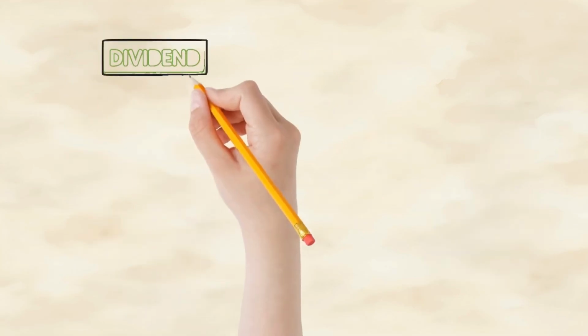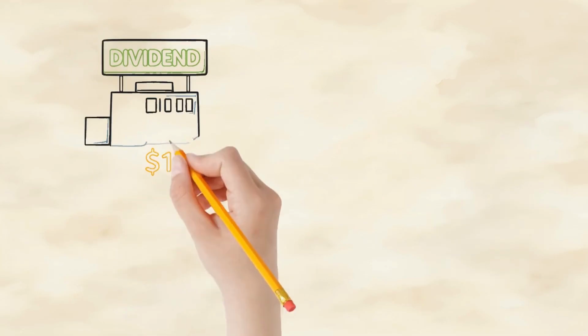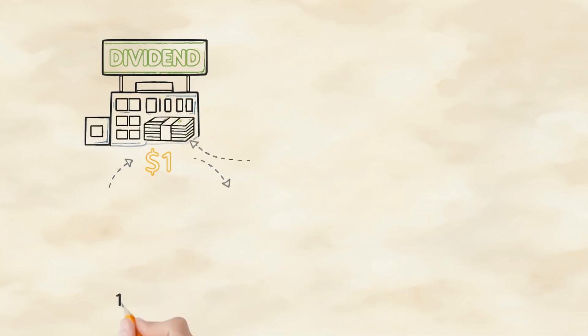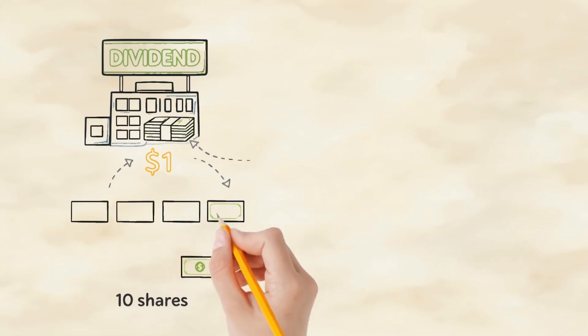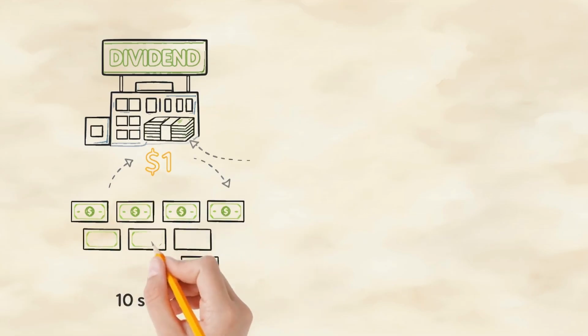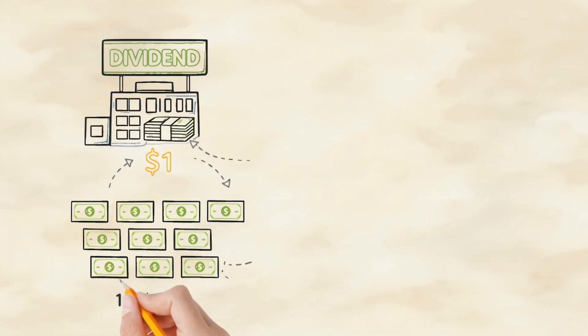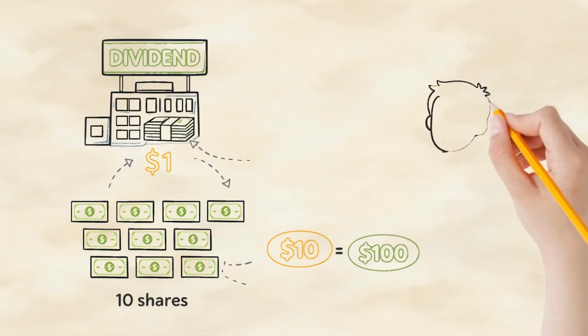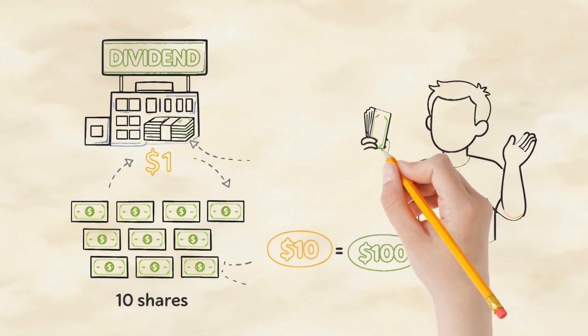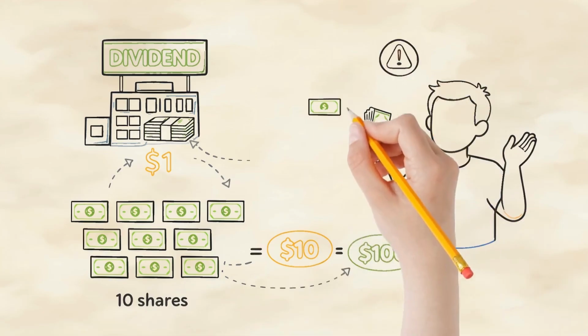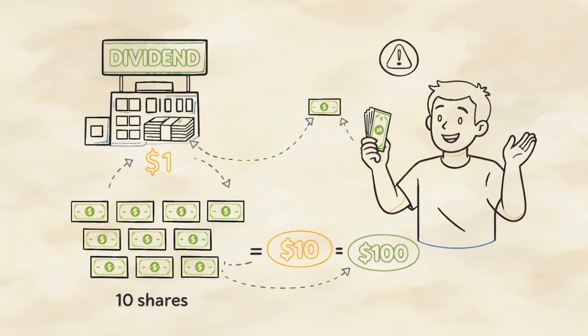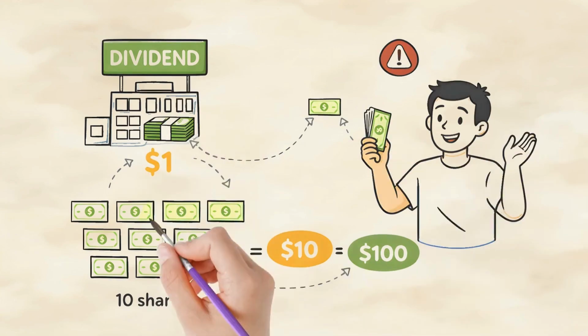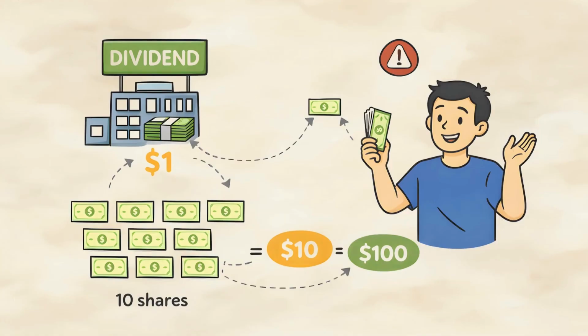Dividend is a payment some companies give shareholders, usually from profits. It matters because dividends can be one part of total return alongside price changes. Example, if a company pays $1 per share per year and you own 10 shares, you receive $10 over the year. Common mistake, thinking dividends are free money. They come from the business and don't remove risk.